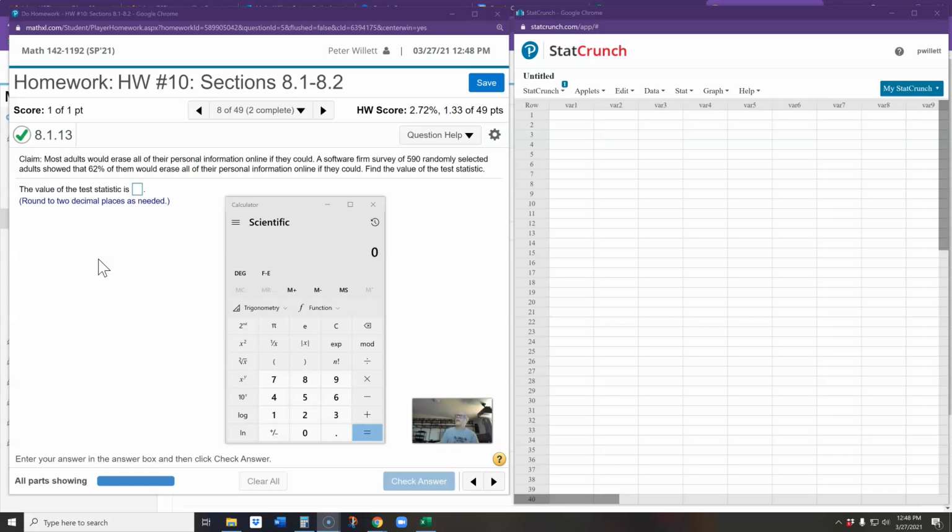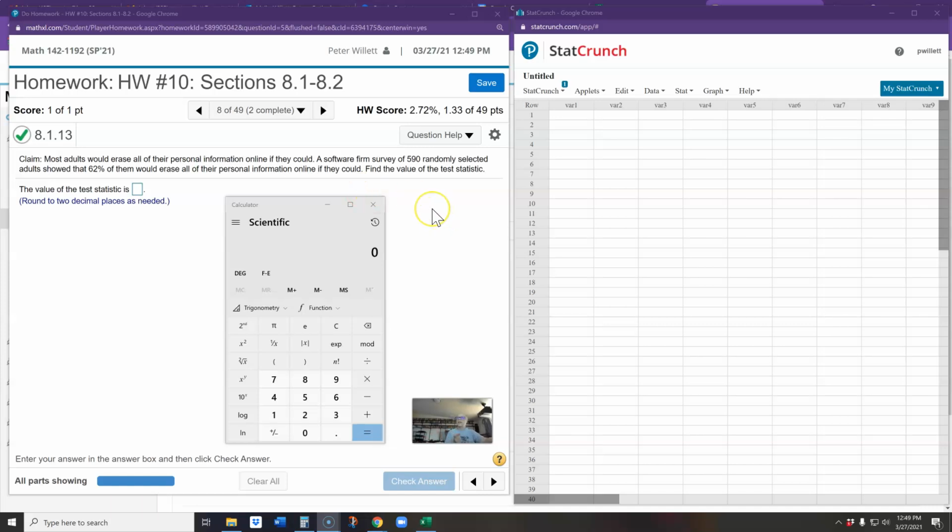So they're asking in this case for the test statistic. The test statistic is the distribution score you got based on your sample. In this case, it's a proportion study. So the question would be, what would the distribution score be on a proportion distribution, which will be a z distribution, when you have 590 people and 62% of them make a particular claim, in this case that they would erase all their data. The test statistic is the distribution score for this particular sample, for 62% out of 590 on a proportion distribution.